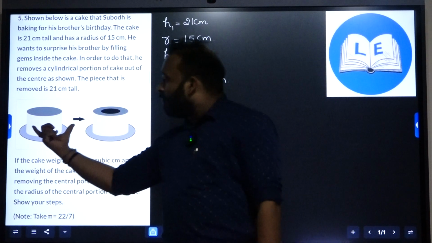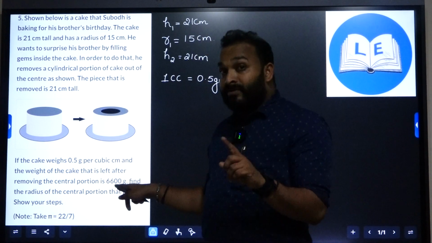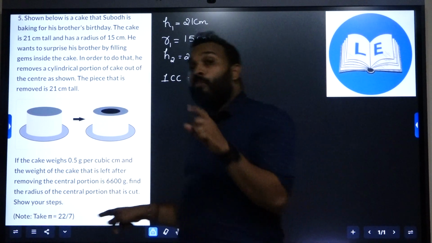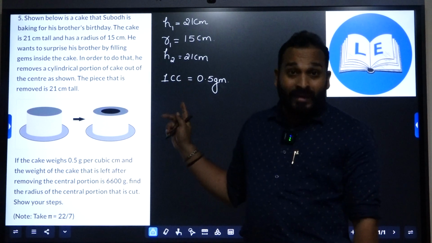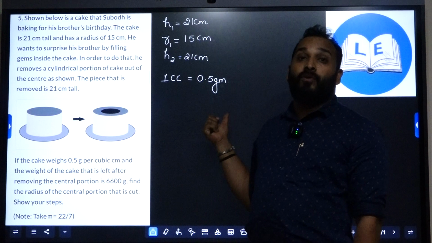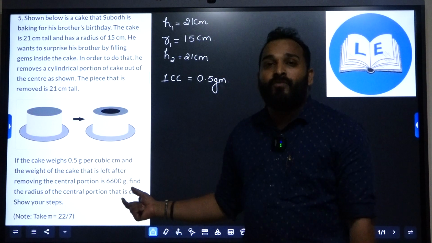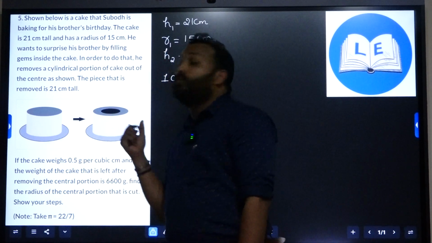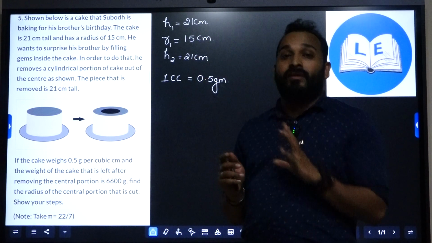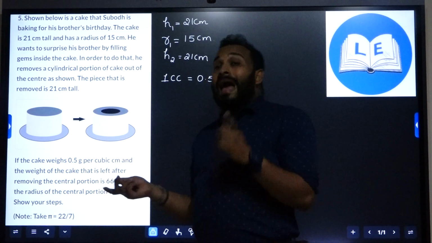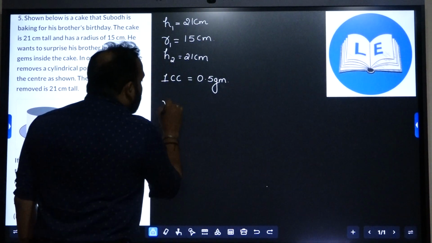That means volume of the larger cylinder minus volume of the smaller cylinder is not given. They have given mass. But we know 0.5 gram of cake is for 1 centimeter cube of volume, right? 1 centimeter cube of volume weighs 0.5 gram of mass. That means 6,600 grams divided by 0.5 will give us the volume of larger cylinder minus volume of smaller cylinder. Yes, children, are you able to relate the question now? They have given us volume indirectly here. They have given the mass of the remaining part of the cake and they have given that 1 centimeter cube weighs 0.5 gram. Now it's easy for us to find the volume of the remaining portion of the cake.